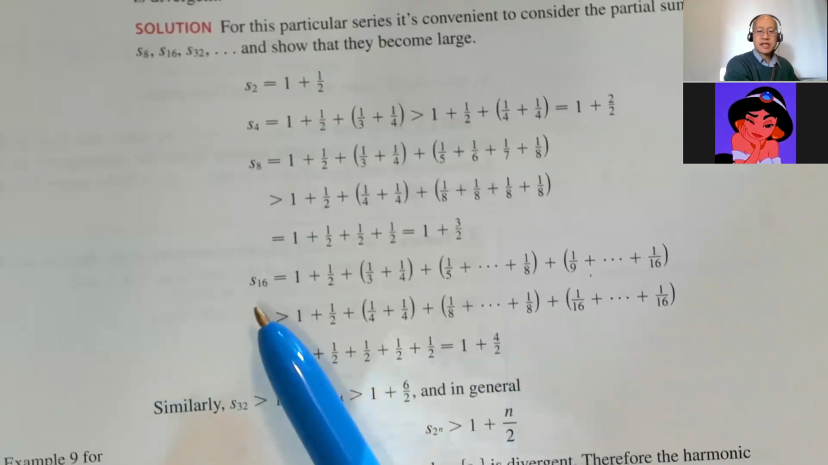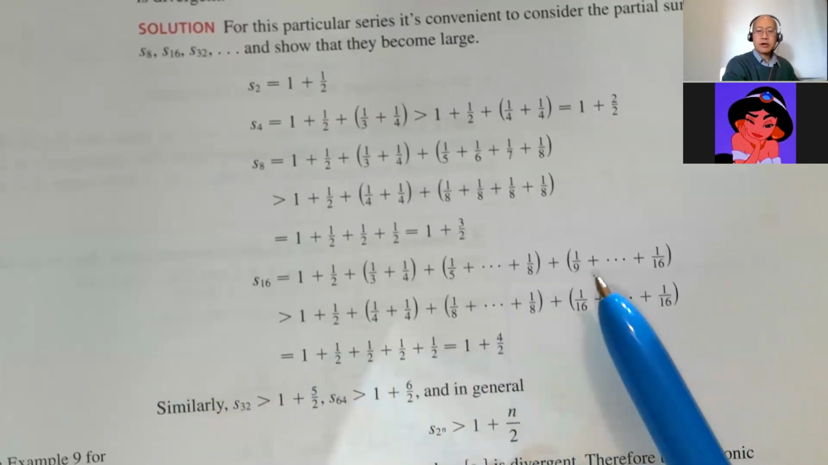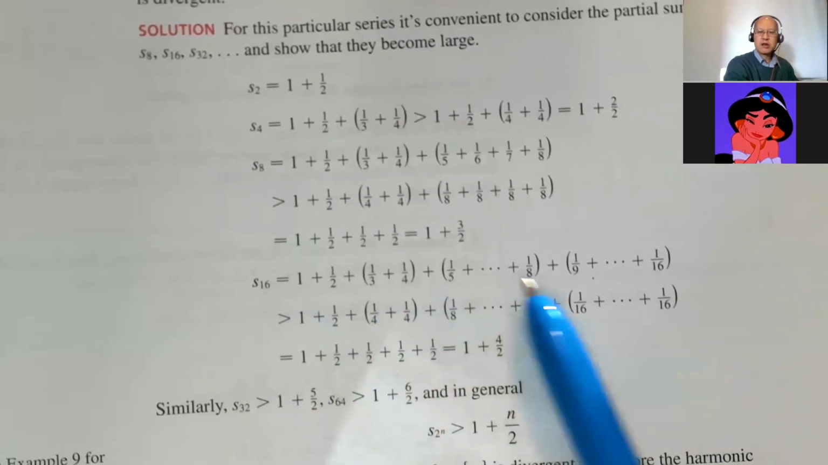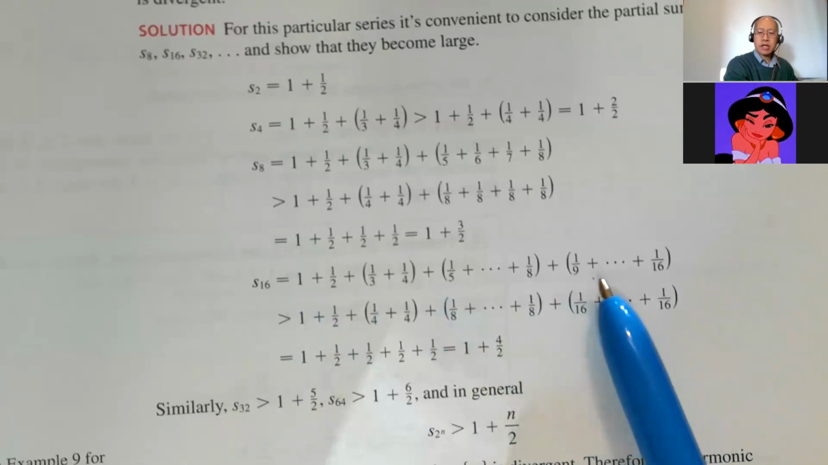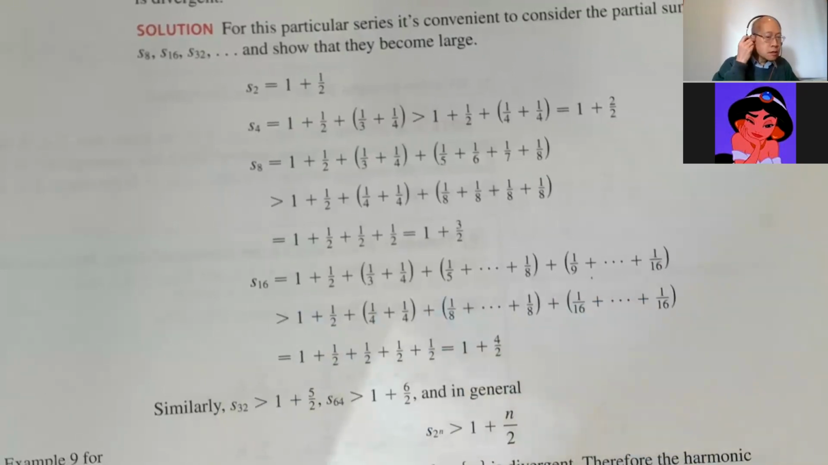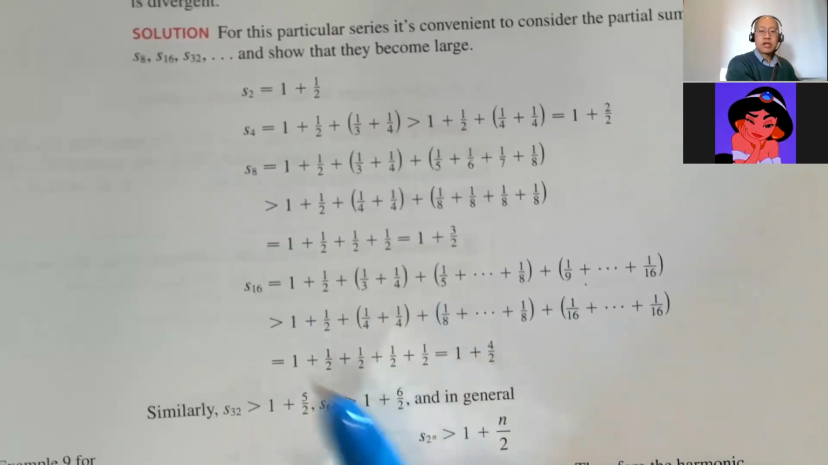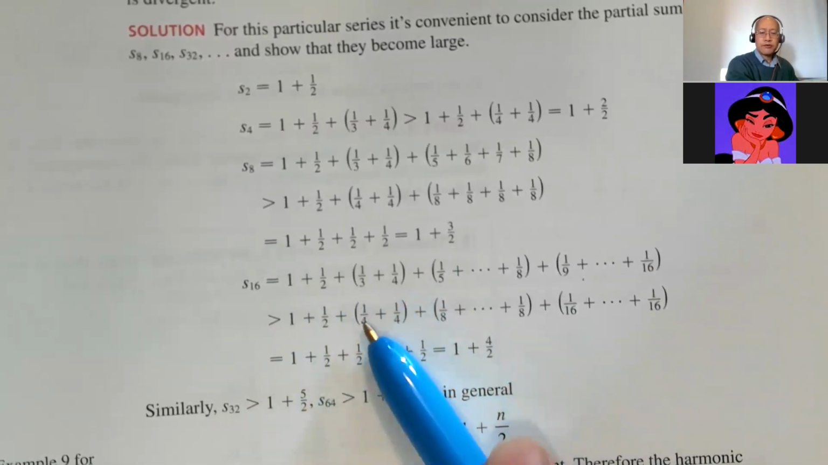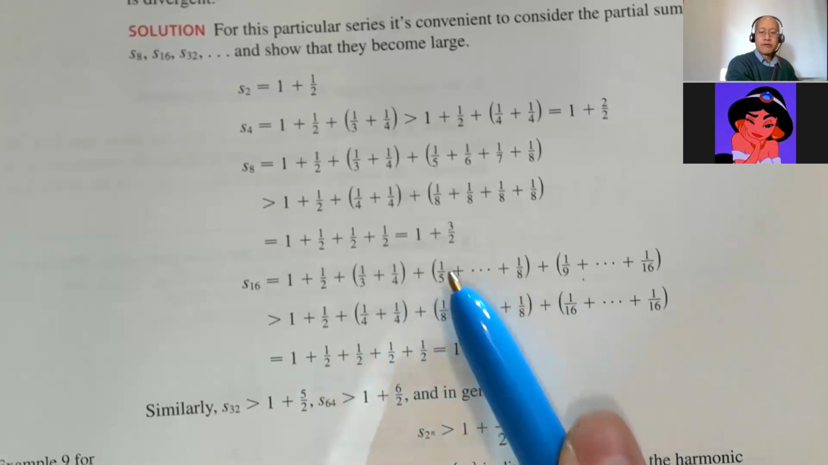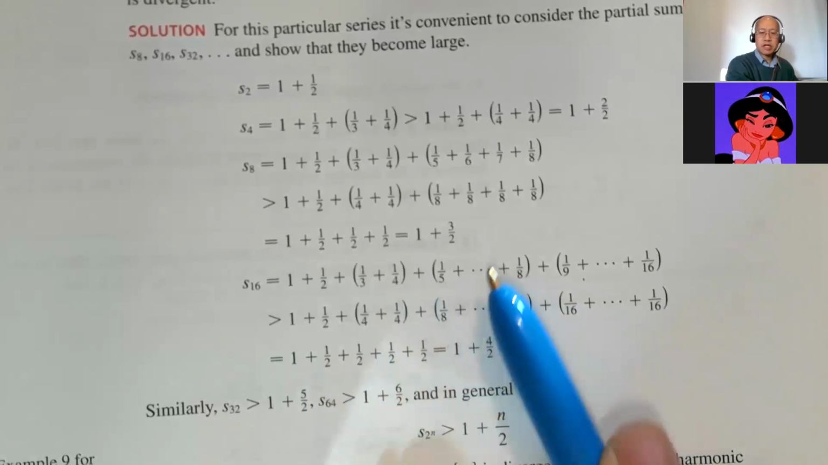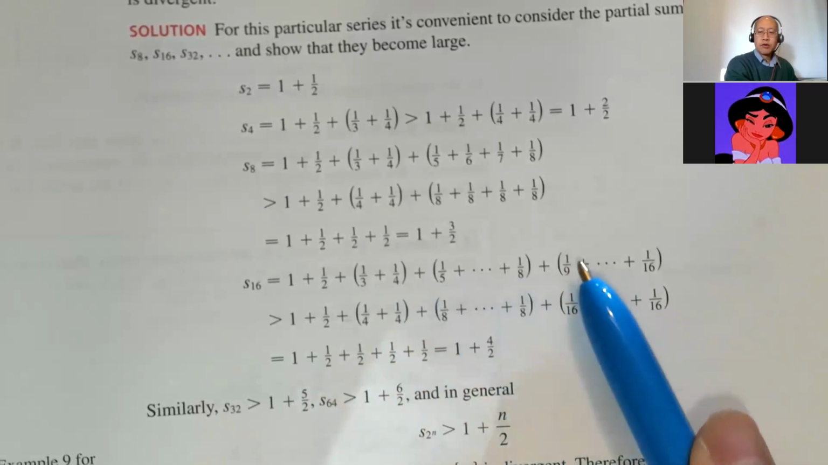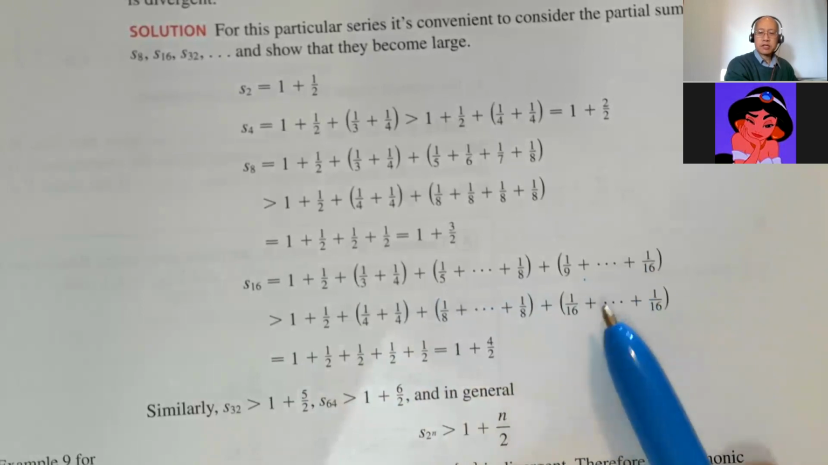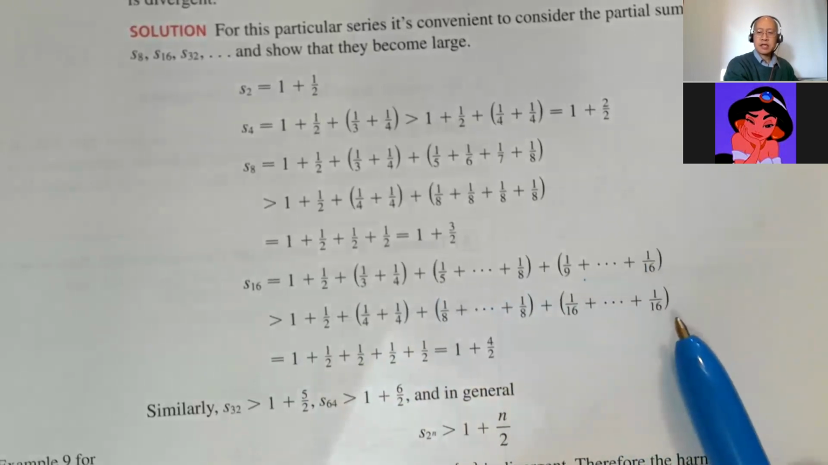Play the same game with S16. Write it like so. So you have 1 plus a half plus these two guys plus these two. This is 1/9, 1/10, 1/11, all the way to 1/16. That's certainly bigger than this. Same. 1/3 is bigger than 1/4. Same. 1/5 is bigger than 1/8. 1/6 is bigger. 1/7 is bigger. Same. 1/9 is bigger than 1/16. 1/10 is bigger than 1/16. 1/11 is bigger than 1/16. 1/16 is equal to 1/16.